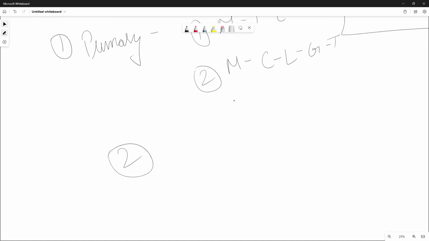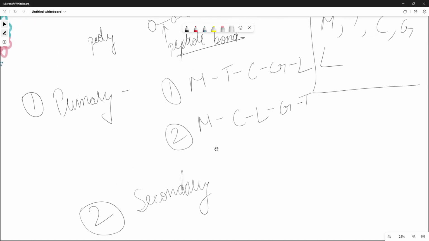Moving on to the secondary structure. We have to see how these bases interact with each other. So for example, in this chain, M could repel T and would form a bond with C, and T would attract G and repel L. So that would make it a form of beta pleated sheet.